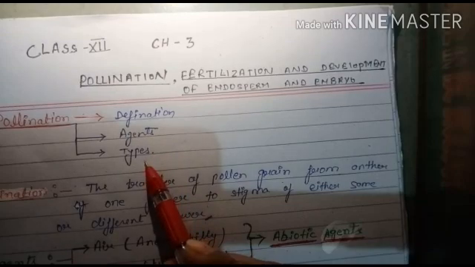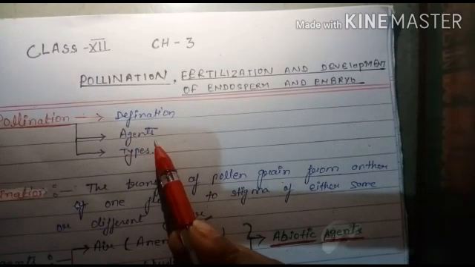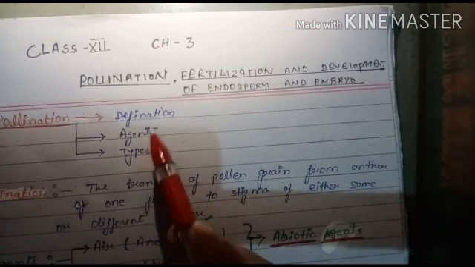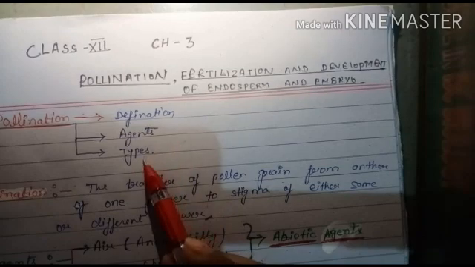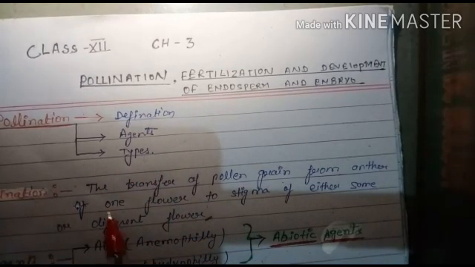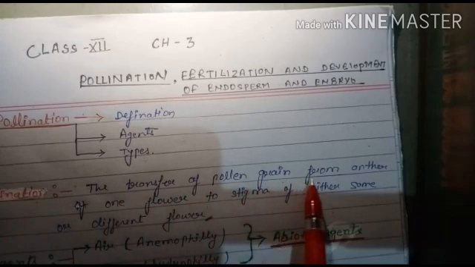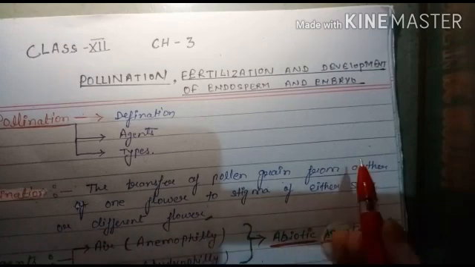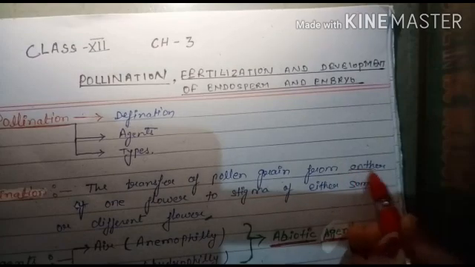Usually in this topic, three or four types of questions arise. That is, write down the agents of pollination, what are the different types of pollination, and write short notes on pollination. So first we are going to the definition of pollination. The transfer of pollen grains from the anther of one flower to the stigma of either the same or a different flower is called pollination. Here is the term anther.